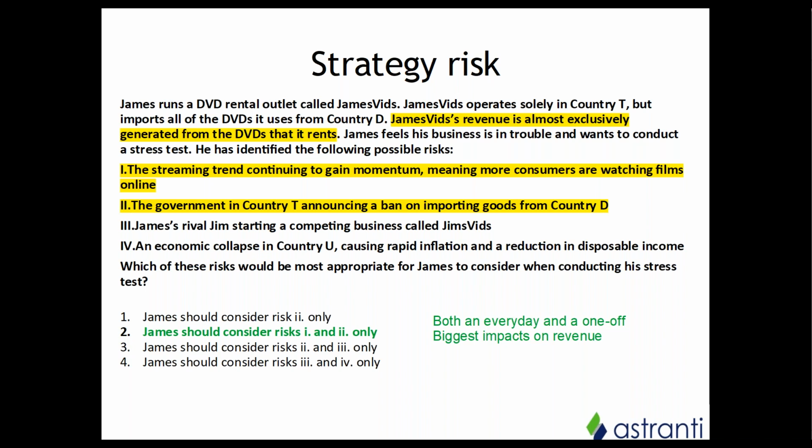So again, what you should also be seeing here is that some of these are things that he probably should consider. You know, Jim starting a competing business, that could be a risk, but it's not the most appropriate answer here. So even though it was correct, it was not the most appropriate one. The most appropriate option is for him to consider risks 1 and 2.